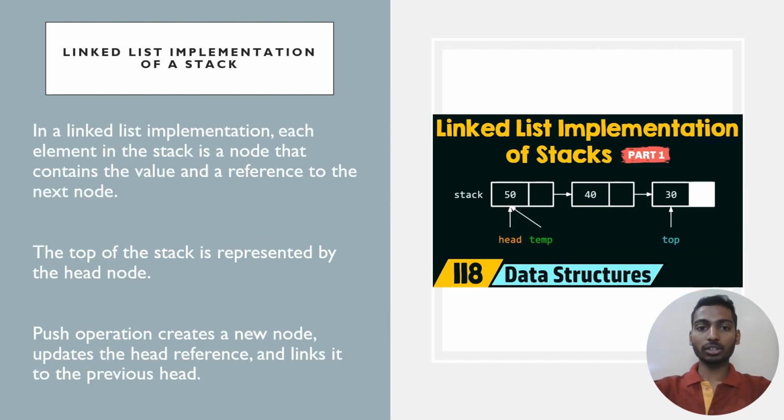Linked list implementation of a stack. A linked list contains two parts, that is data and the next link node. In a linked list implementation, each element in the stack is a node that contains the value and a reference to the next node. The top of the stack is represented by the head node. Push operation creates a new node, updates the head reference and links it to the previous head.